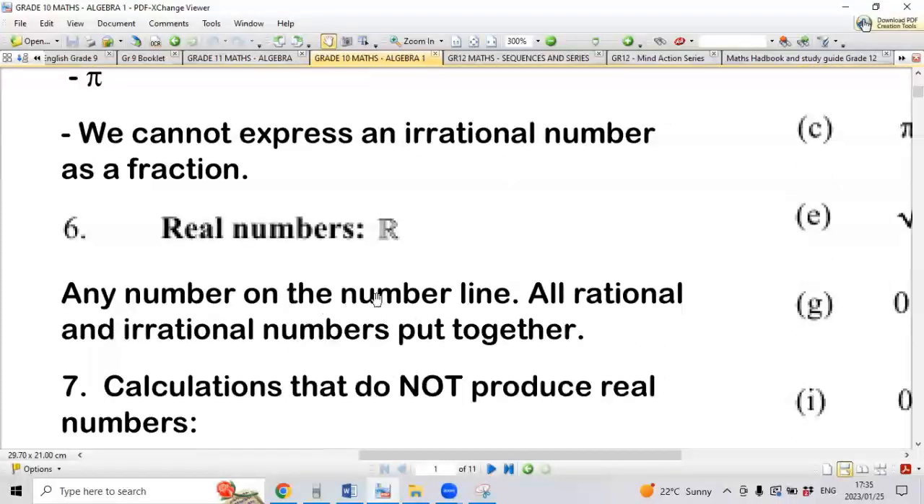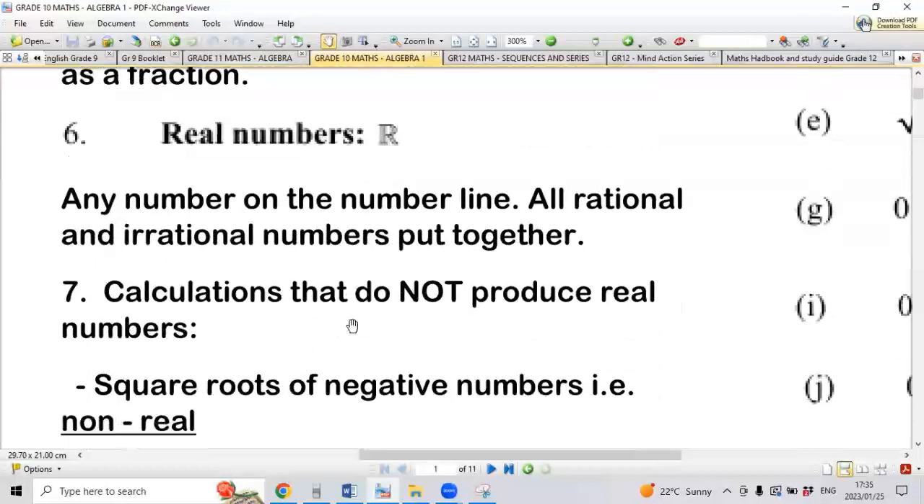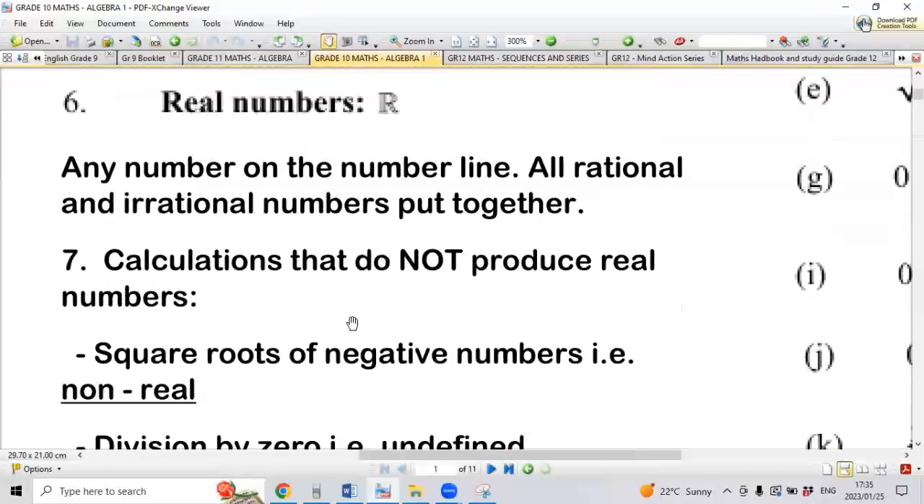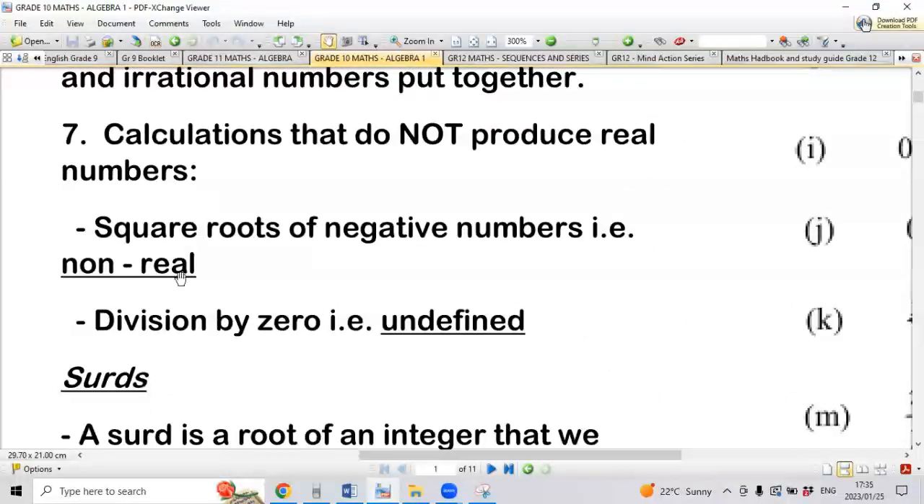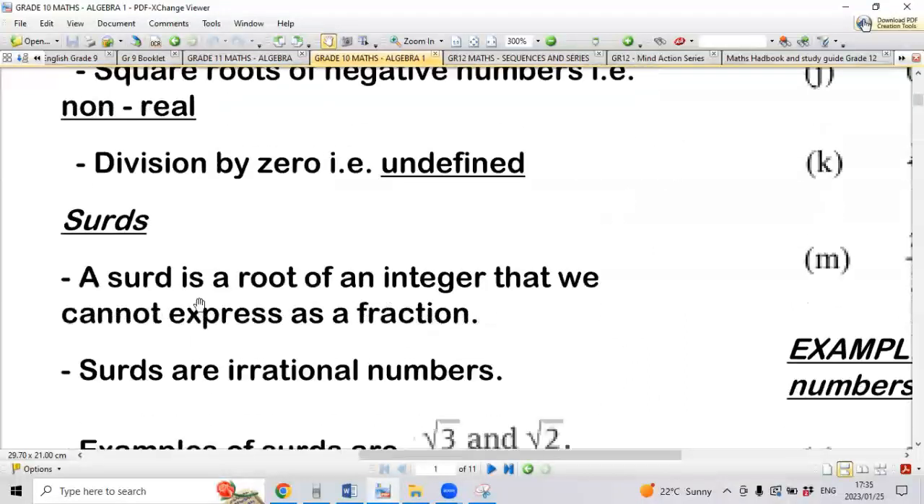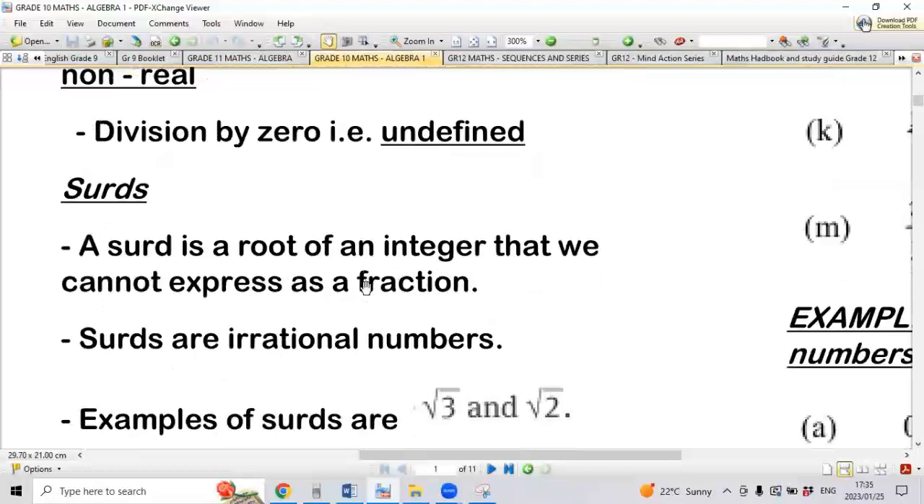Real numbers are any numbers on a number line, all rational and irrational numbers put together. Calculations that do not produce real numbers: the square root of a negative number is non-real, and division by 0 is undefined. A surd is a root of an integer that we cannot express as a fraction. Now remember, when I say the root of an integer, it's actually the root of a natural number, because you can't have the even root of a negative number. But having said that, you can have the odd root of a negative number. I'll give you an example. The cube root of minus 27 is minus 3.